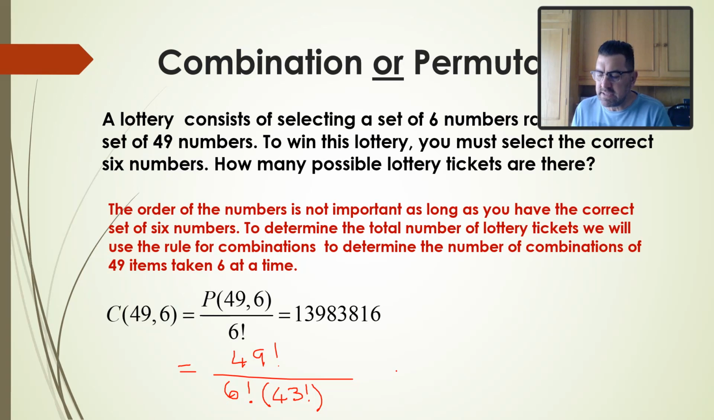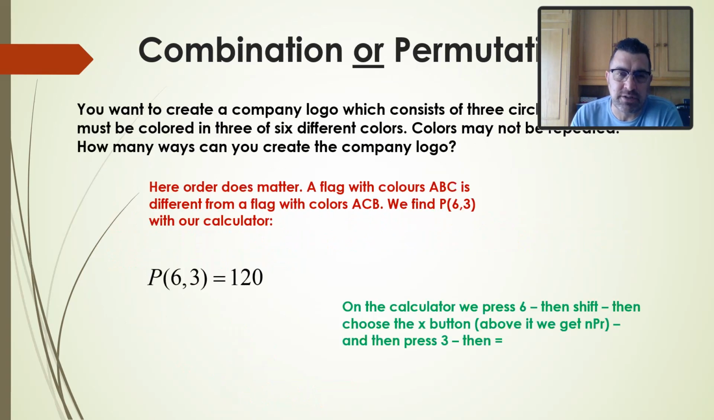Oh, the answer is on the screen. It's 139. So every time you go and play the lotto where you have to select 6 numbers, you have, what is this? This is 13,983,816. Okay, there we go. That's the amount of combinations that can come out of that selection.